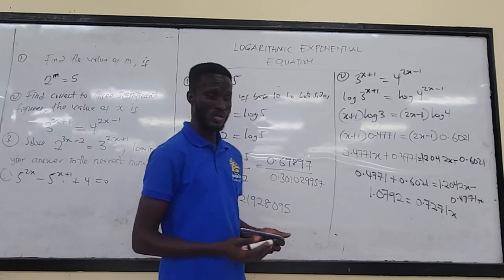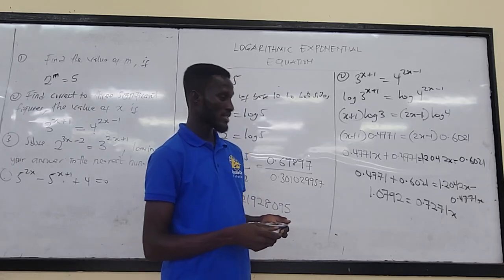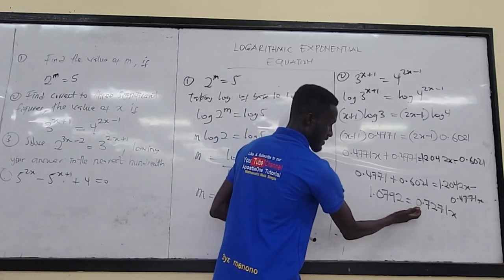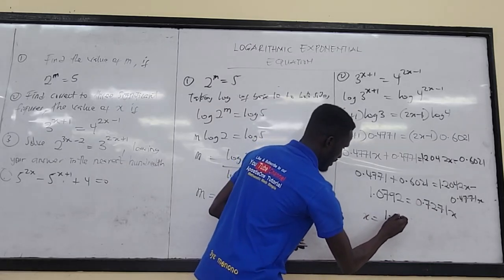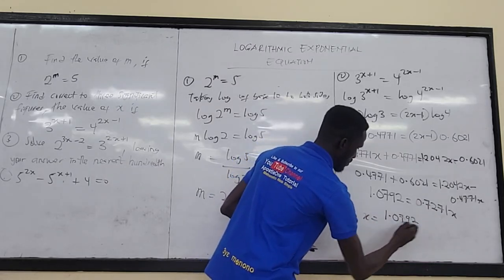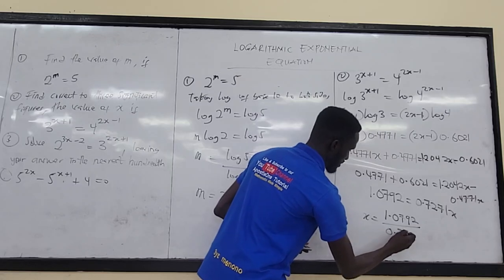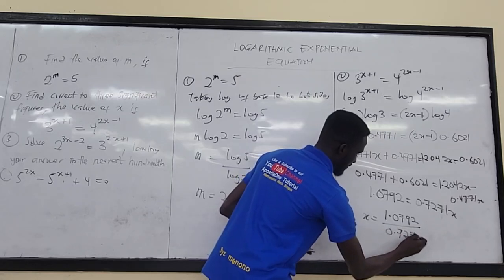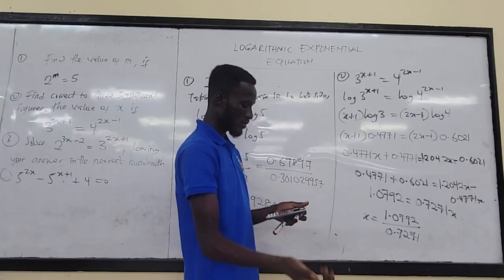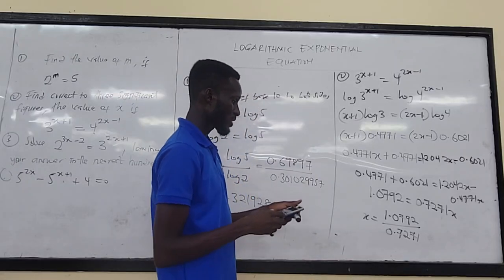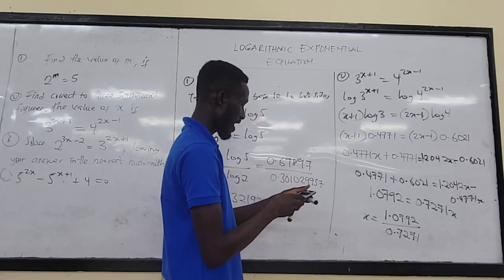So what you have to do is to divide both sides by 0.7271, which means x is equal to 1.0792 divided by 0.7271. You see how the thing is? Yes. You divide it comfortably, then you write the final answer. It is as simple as that.